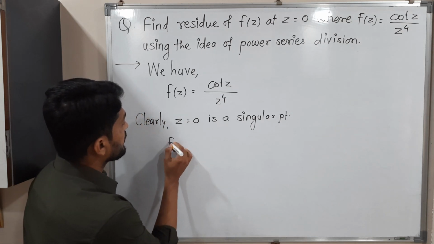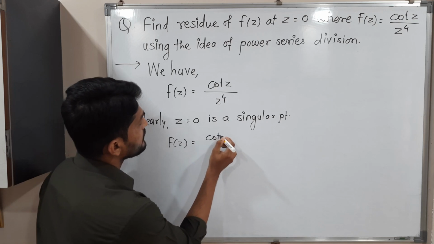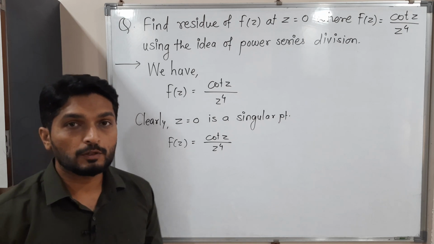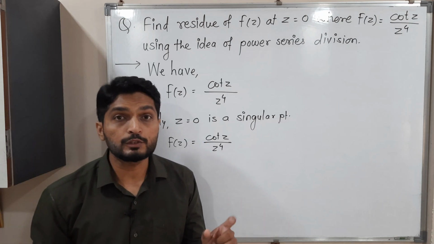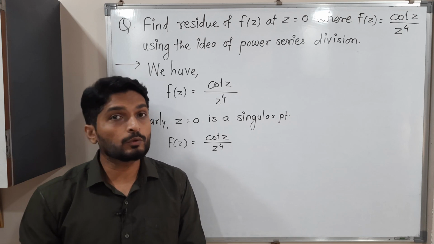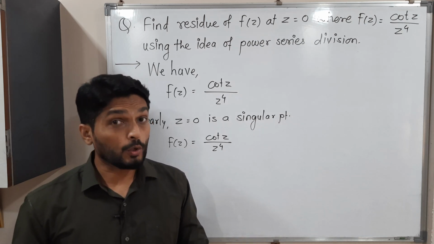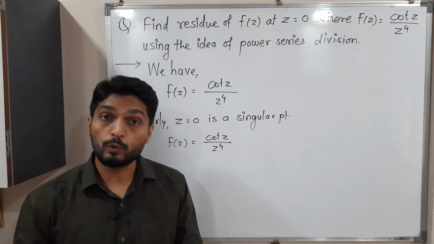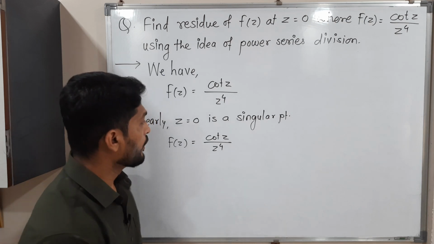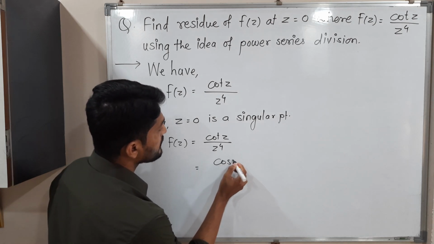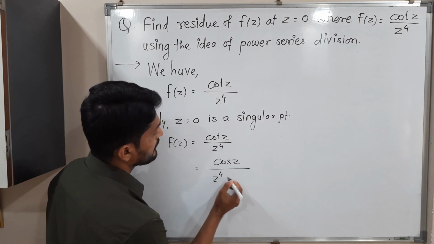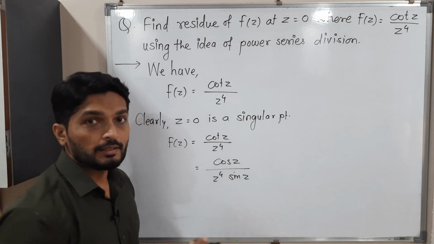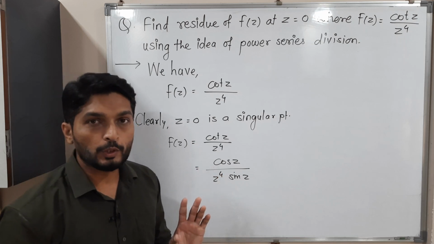So f of z, let me write again, cot z upon z raised to 4. They have asked to use power series. That means we have to find the power series of cot z. But I don't know the power series of cot z. So what will I do? I will express it in the form of cos and sine, since I know the power series of cos and sine. Cot means cos z upon sin z. So that's why I could express it. Now I know the series of cos and sine, so I am going to use them.